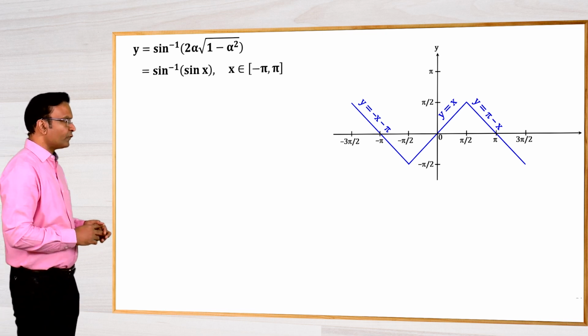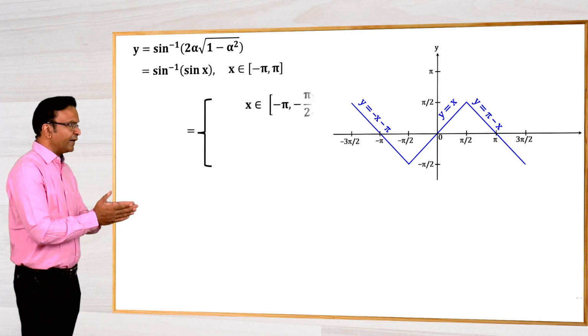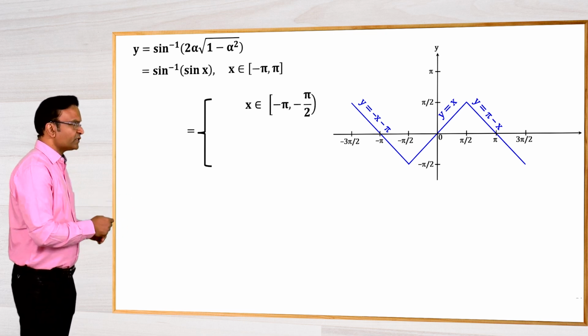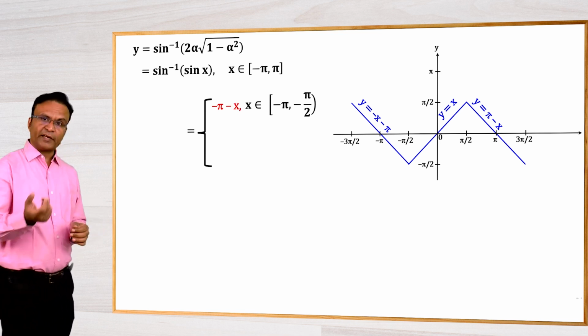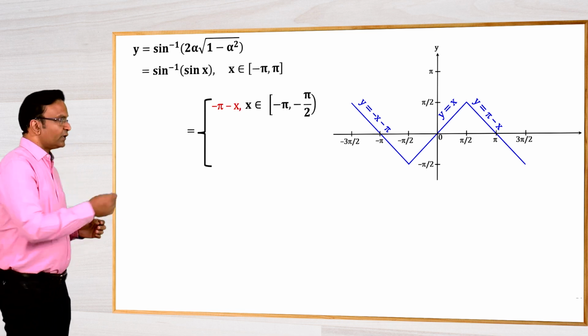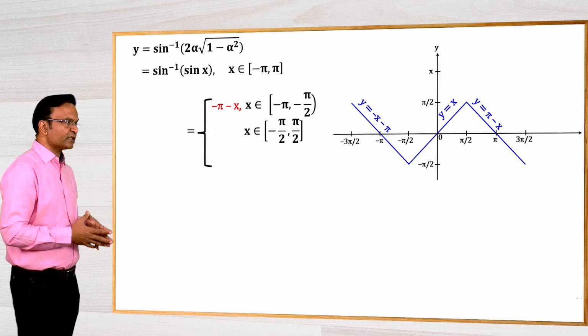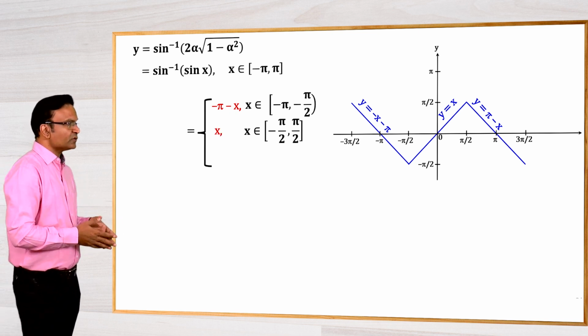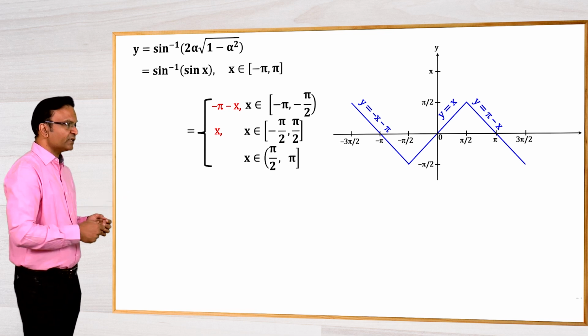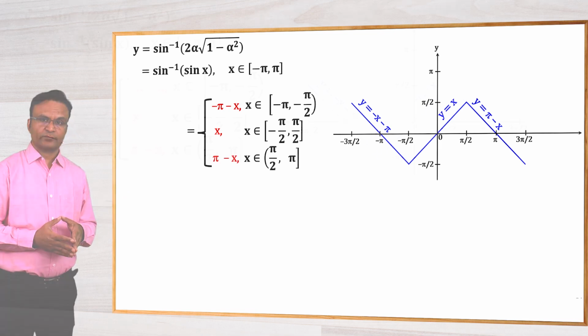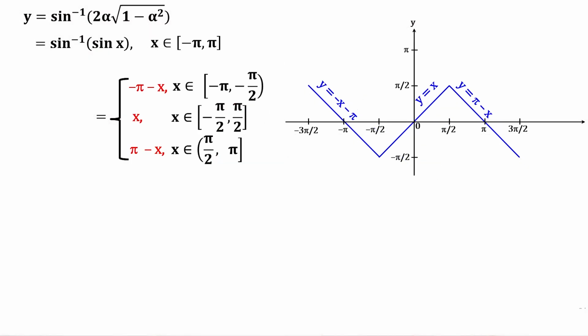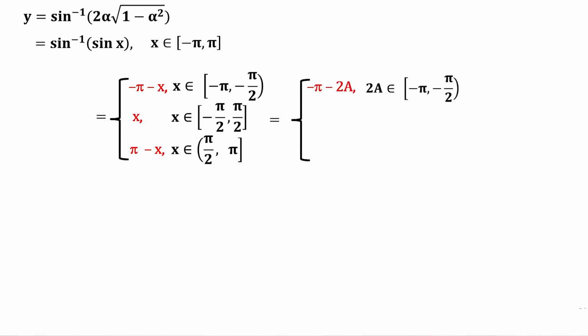Now for x belongs to minus pi to minus pi by 2, this function is equal to minus pi minus x. Next, the interval is minus pi by 2 to pi by 2. Here the function is x, and for x belongs to pi by 2 to pi, the function is pi minus x. Now in each branch we replace x by 2A, so we get this. Now replace A by sine inverse alpha, so we get this.